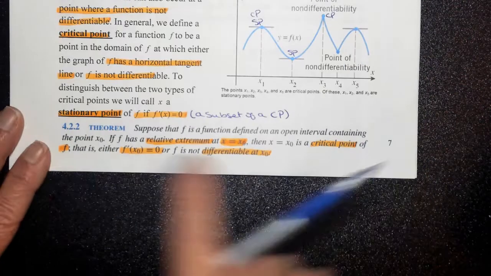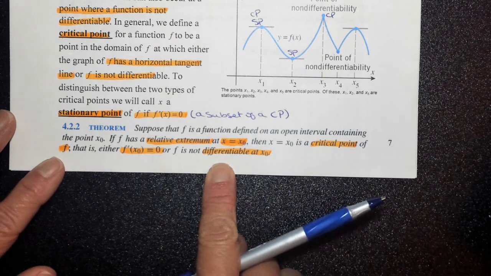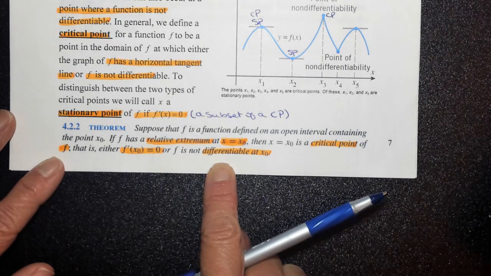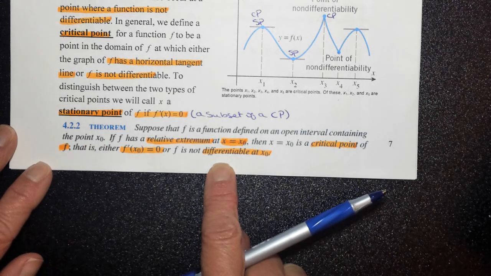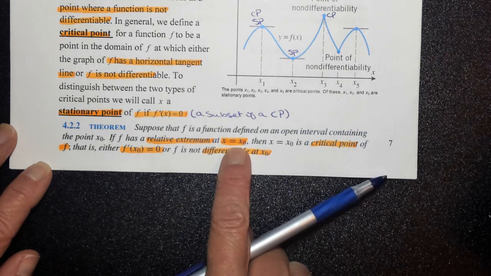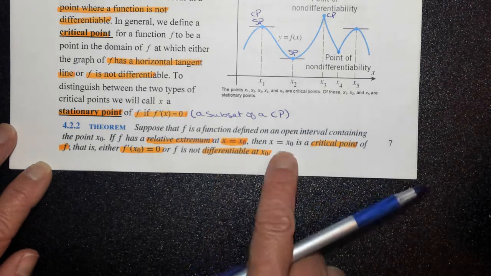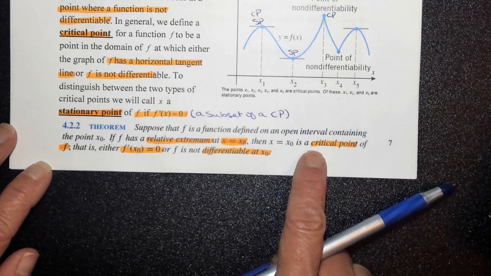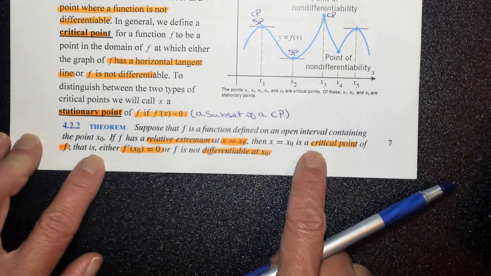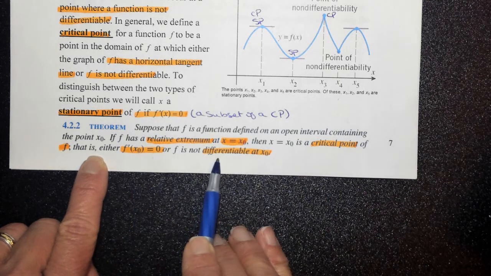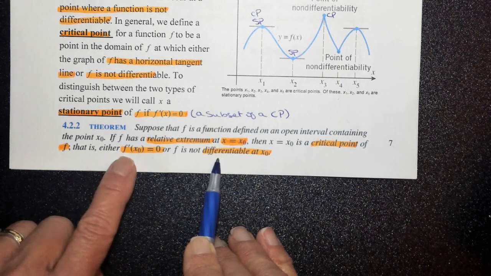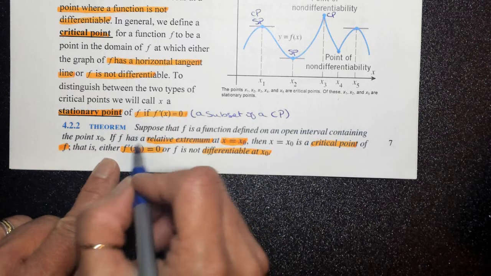So that's what this theorem is telling us: if we have a function that's defined on an open interval containing some given x sub 0 value, and the function has a relative extremum at that x sub 0 value, then this value is a critical point of f, if either the derivative is equal to 0 or you can't take the derivative at all. So this right here is also considered a stationary point.